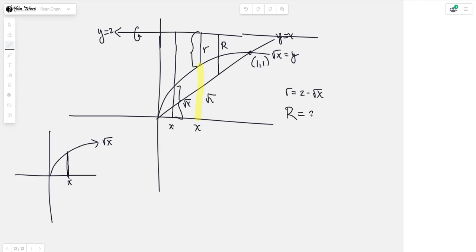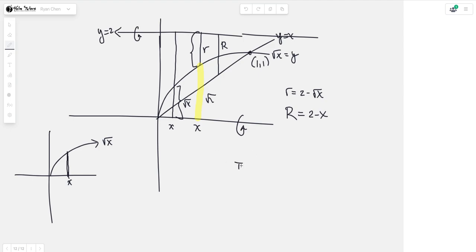There you go. Beautiful. So this is a slightly more advanced example, but it's pretty straightforward from here. We're not rotating about the x-axis, but we're still rotating about a horizontal line, a line parallel to the x-axis, and so it's still going to be dx. So long as you're rotating about a line parallel to the x-axis, you're going to have to write dx. Make sense?